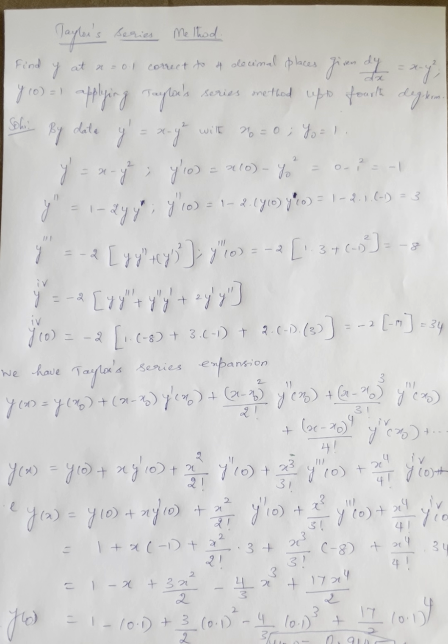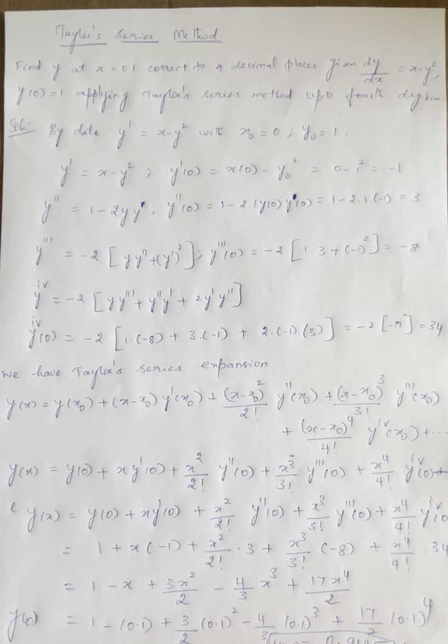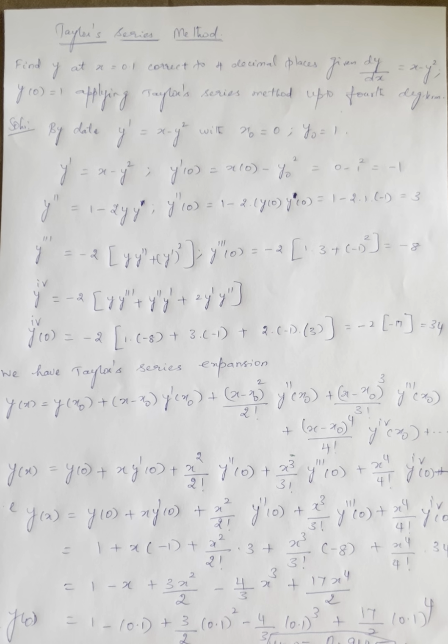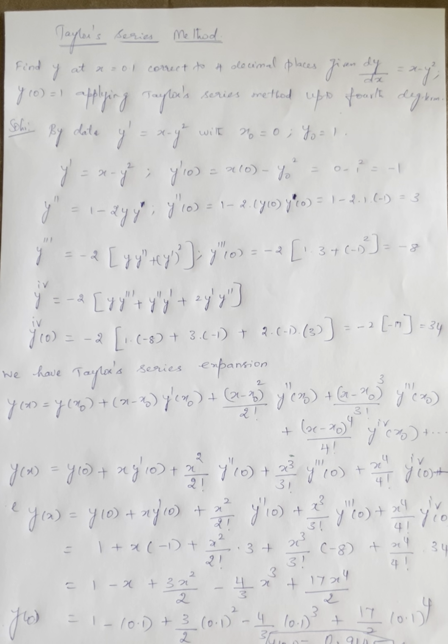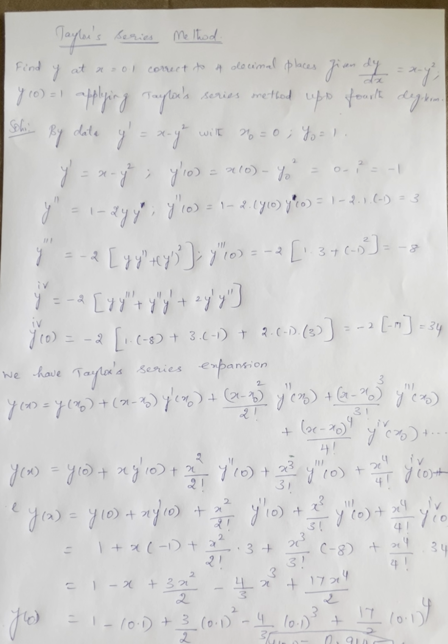Since we know y dash is equal to x minus y squared, let us differentiate again and find the second derivative of y, that is y double dash. After differentiating x minus y squared, I'll be getting 1 minus 2y y dash. Then again I have to find y double dash of 0, the same way as in the previous step. That is going to be 1 minus 2 y of 0 times y dash of 0. Substituting, y of 0 is 1, and y dash of 0 we already found to be minus 1. On simplification you will be getting this equal to 3.